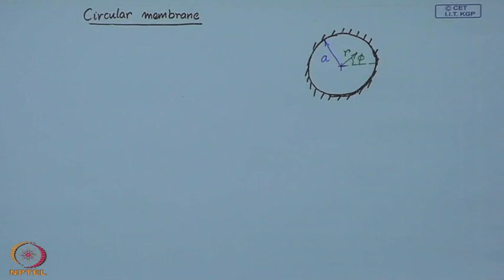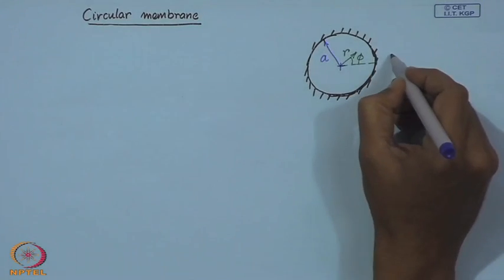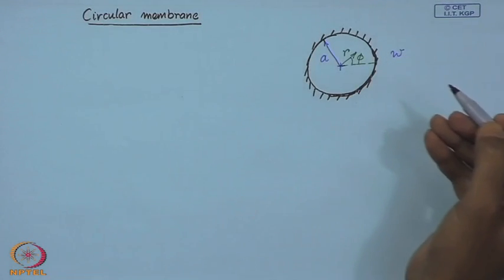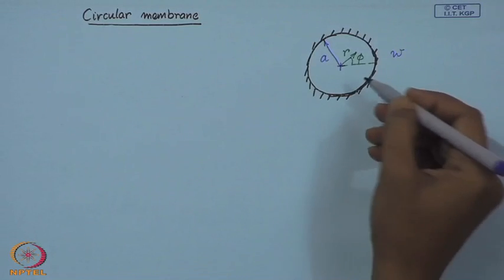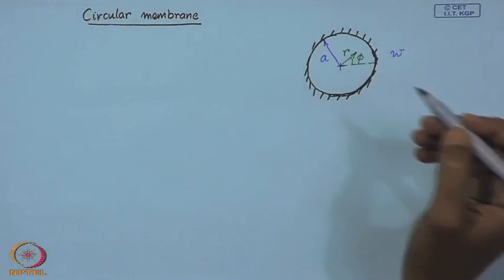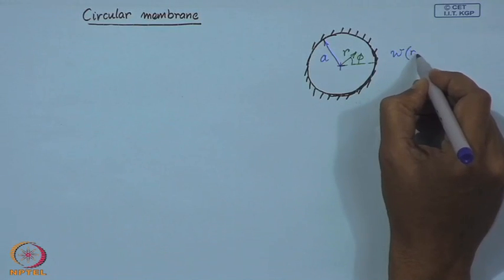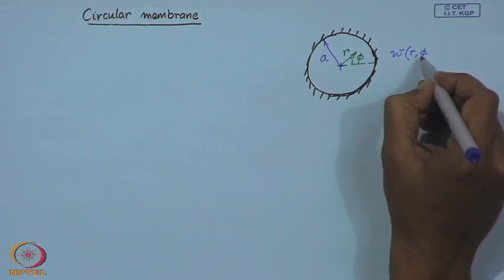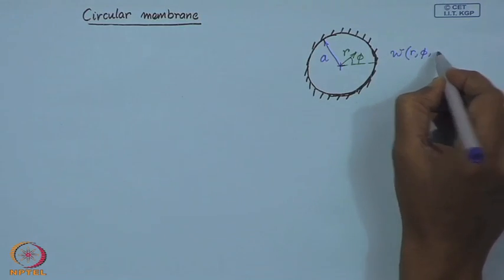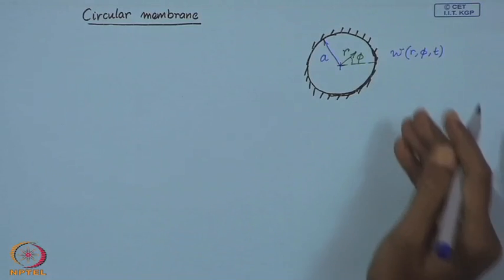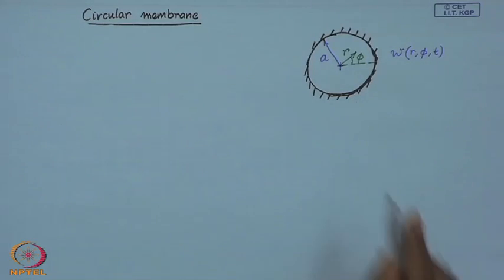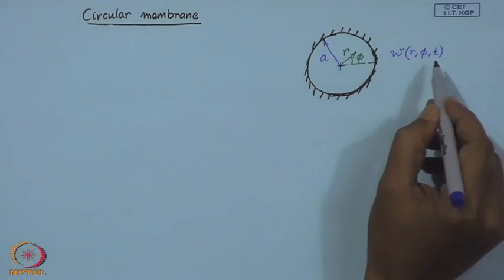So, using this, our field variable is the displacement of the membrane from its equilibrium position, measured at a coordinate location r comma phi at time t. So, this is the transverse displacement of a point at r phi at time t.